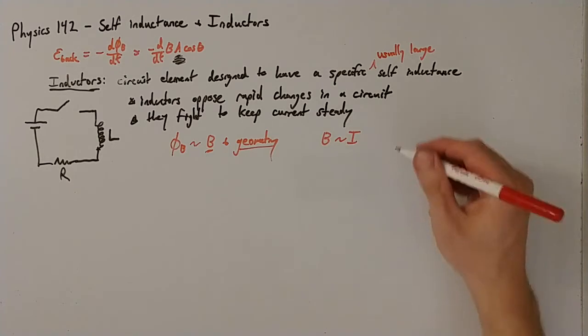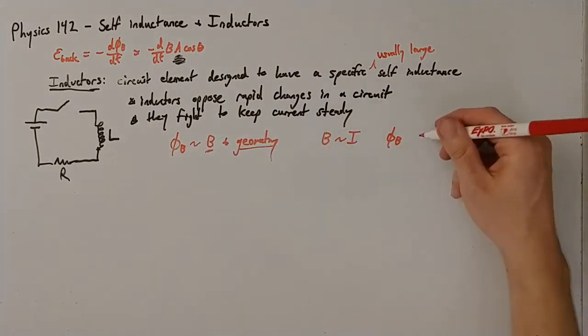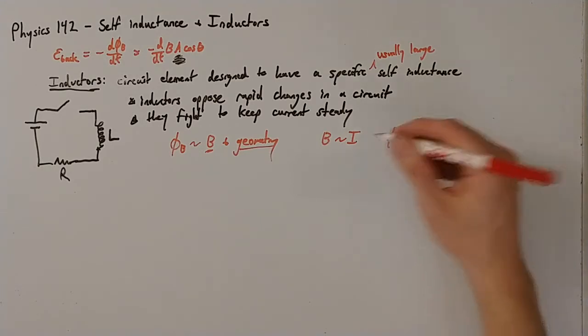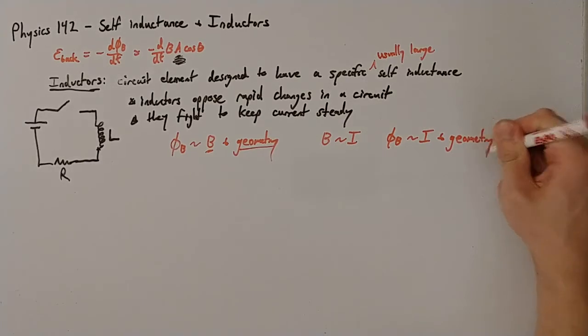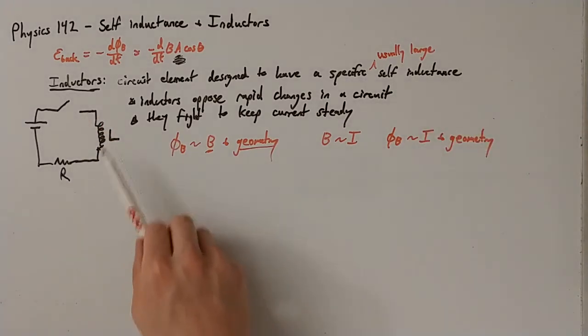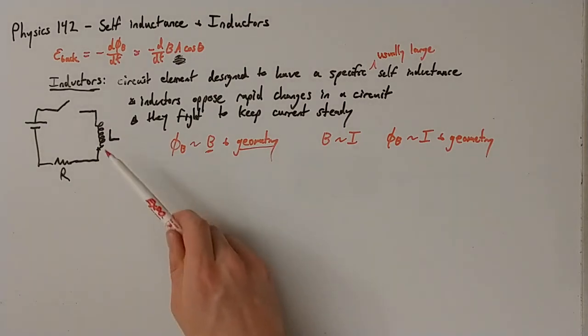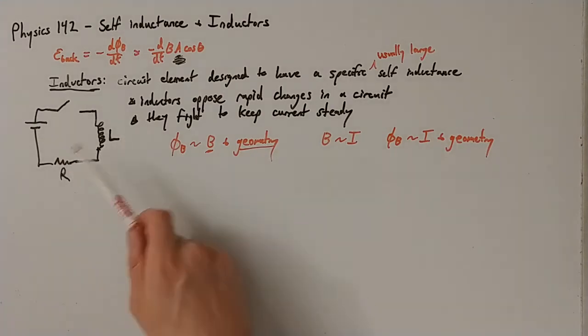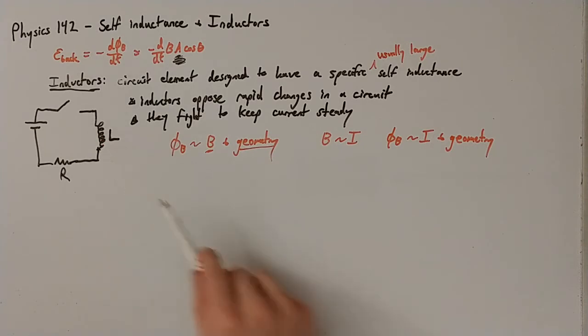So what we can say is that flux, maybe a little bit more indirectly, depends basically on how much current you have and on the geometry. Those are the two main factors contributing to the flux going through this inductor. If we want to quantify the inductance, current is just current through the circuit. All the power of the inductor actually ends up coming in the geometry part.